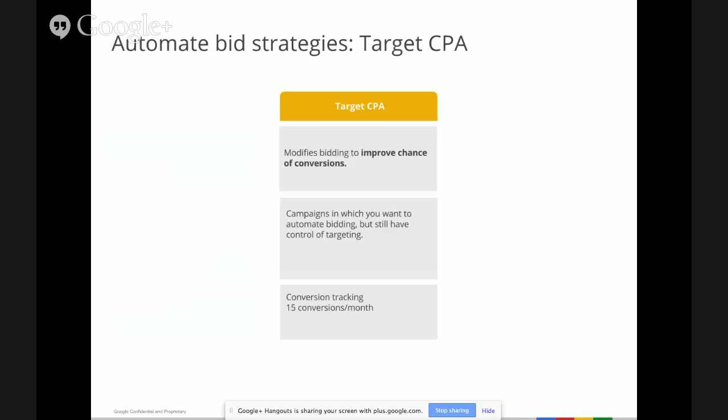Target CPA, which most of you know as Conversion Optimizer: you tell us how much you want to pay for each conversion, and we'll bid anywhere within that range to maximize conversions. You're no longer worrying about the cost of each individual click, and instead, you're just worrying about the cost of your conversions. We bid for you in each auction to drive conversions within your target.